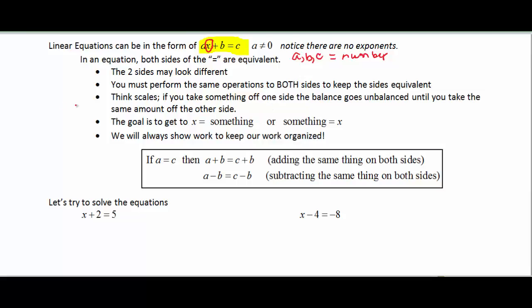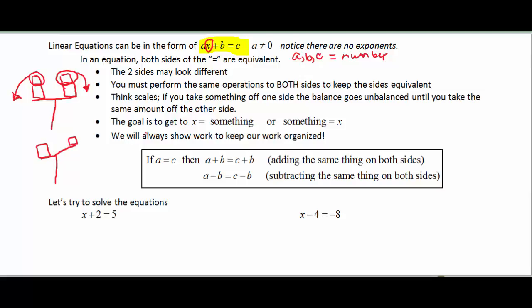So if it's equivalent, think of it like a balance. When things are balanced, you have the same thing on both sides, right? But if it's unbalanced, then you have something more on one side than the other side. Well, that's not equivalent. So we need to keep this balance idea going. Think about the scales. If I had a scale where I had two things and I wanted to keep them balanced, then if I took one off, to keep it balanced I'd have to take the same weight off of the other side. So that's what we have to do with equations. We have to take the same thing from both sides.